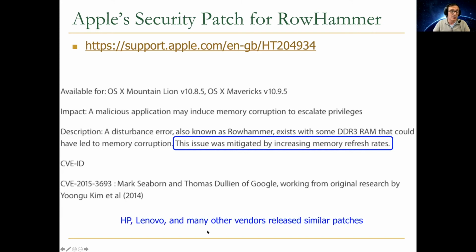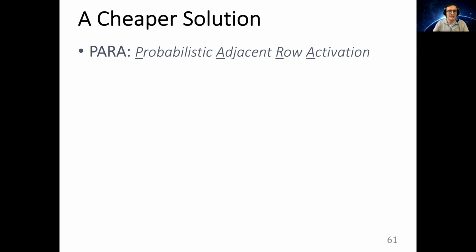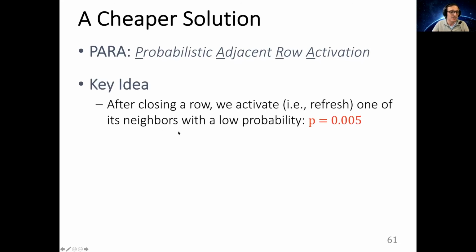Okay, so everyone else actually released similar patches. Refreshing frequently reduces the problem probability because now you can do fewer activates before the cells get replenished in their charge. Okay, our solution is simpler. Very quickly, it's so simple that I think you'll be able to appreciate it. Basically, it's probabilistic. With very little probability, after you close a row, we activate the adjacent rows. This means that we refresh the adjacent rows with very low probability, just the adjacent rows.